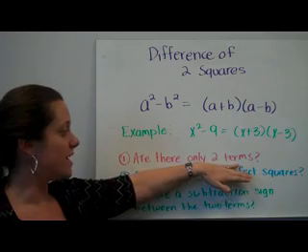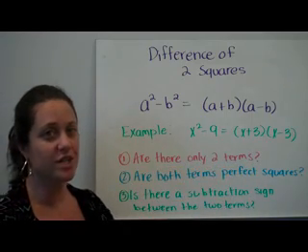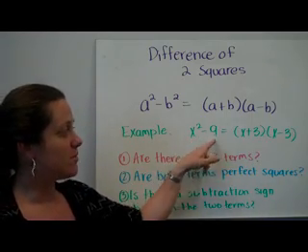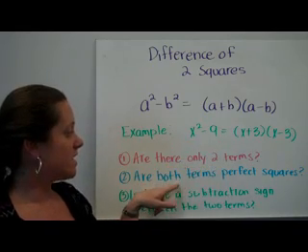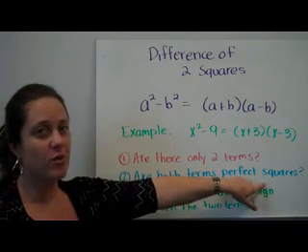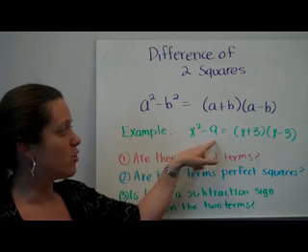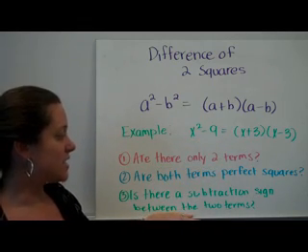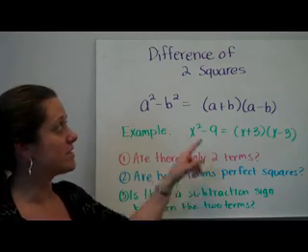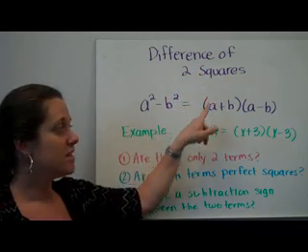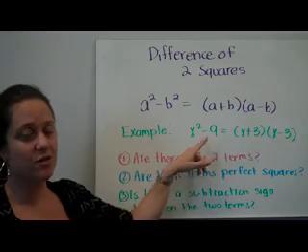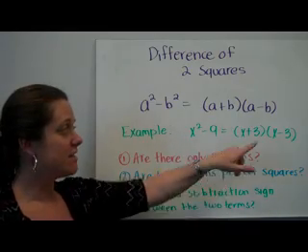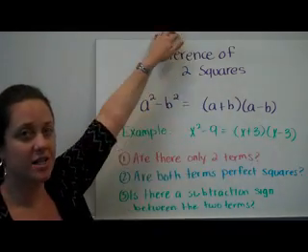There are three questions you want to ask yourself. First of all, are there only two terms? In this example, there are two terms. Second of all, are both terms perfect squares? You can see that these are both perfect squares, so those work. And then third, is there a subtraction sign between the two terms? Because it's called the difference of two squares, they have to be subtracted. If the answer to all three of those is yes, you can factor it just like this.